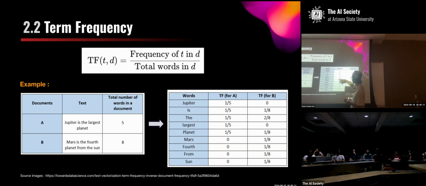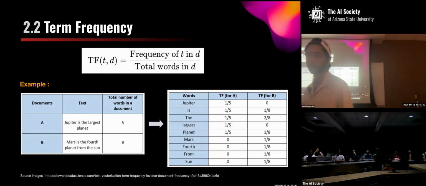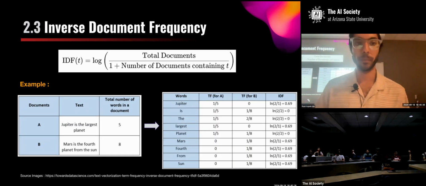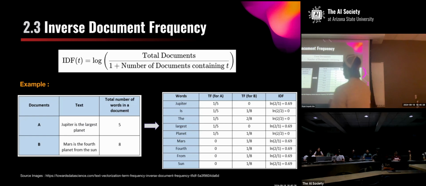Similarly, we can calculate term frequencies for all the words in all the documents. Here we have 2 documents, but you can have as many documents as you want, and you can calculate the term frequency. And then we'll move ahead to inverse document frequency.